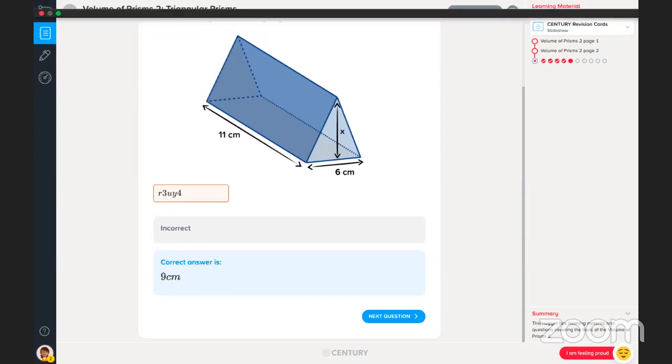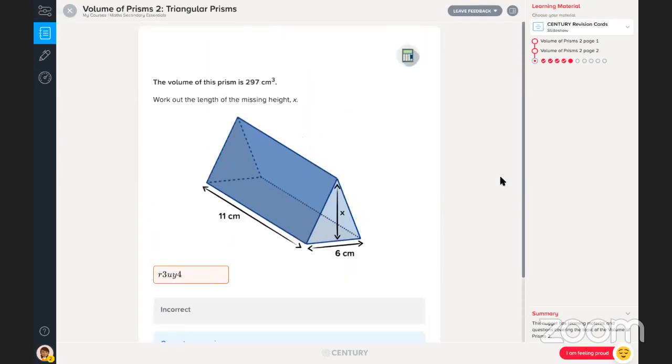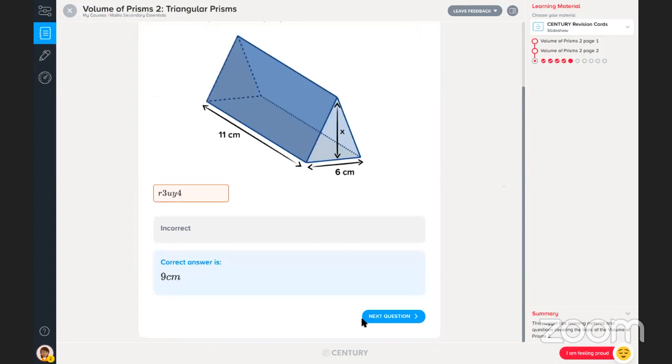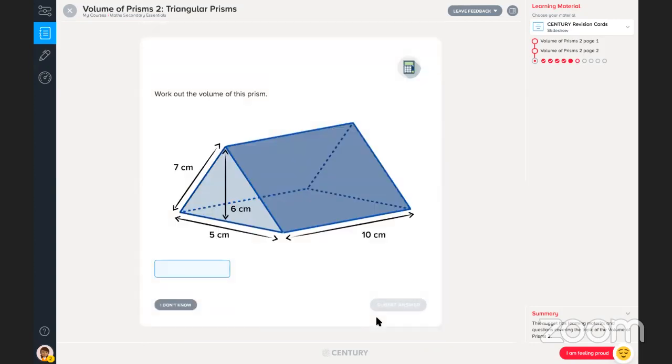Now, we're not going to go through the whole question. Sorry, we're not going to go through the whole nugget, I should say, because we've only got about 5 minutes left of this lesson. But you can see what the experience is like of working through the nuggets on Century.